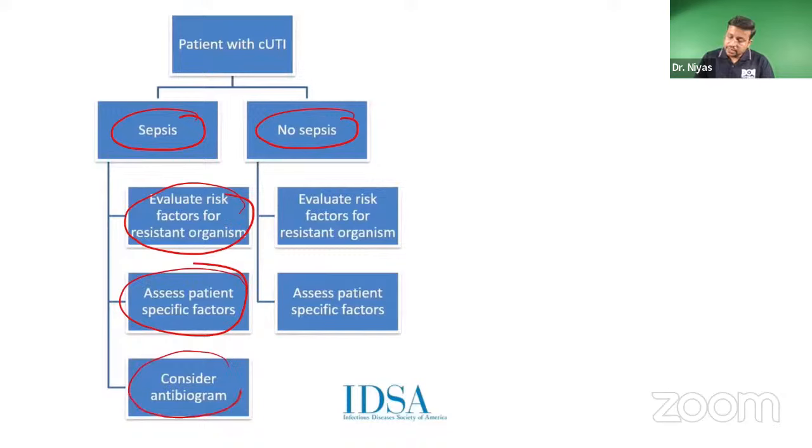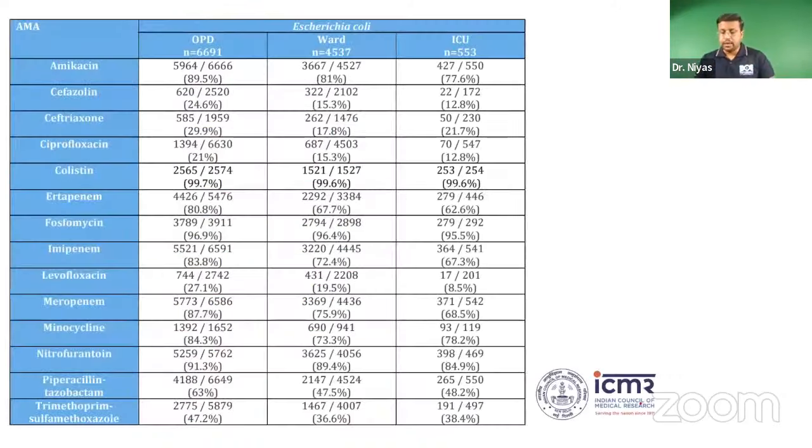Again, you have to consider the local antibiogram to know what are the commonest organisms which will cause urinary tract infection and what is their antibiotic susceptibility. Now, we come to the antibiogram that the ICMR has published for E. coli. I'm choosing E. coli because it's the most common cause of urinary tract infection. So you look at the agents.